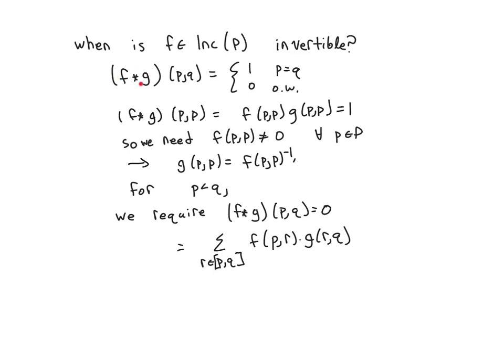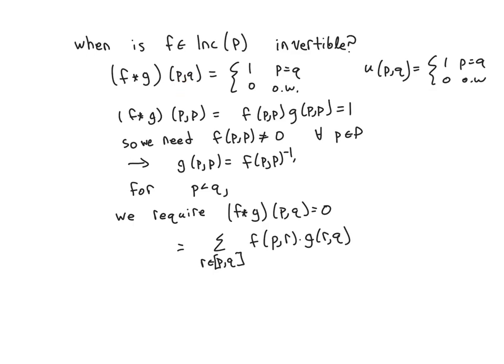Well, what does that mean? That means that when you convolve f with the inverse of f, and apply that to the interval PQ, then you should get 1 when P is equal to Q and 0 otherwise. Because remember, the multiplicative identity of the incidence algebra is this one. And recall, of course, whenever I say the ordered pair PQ, I'm talking about two elements in the poset such that P is less than or equal to Q.